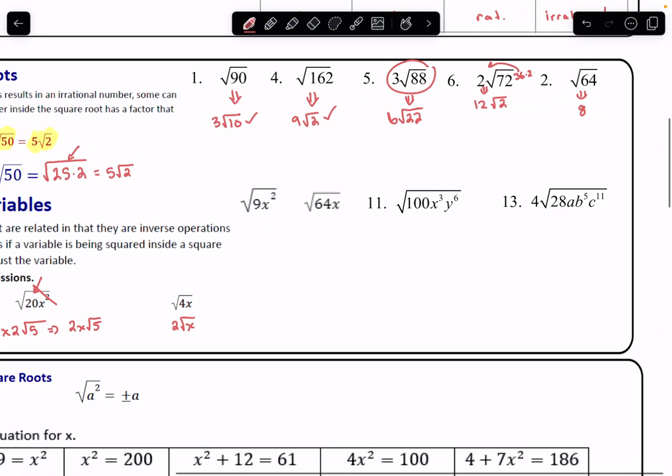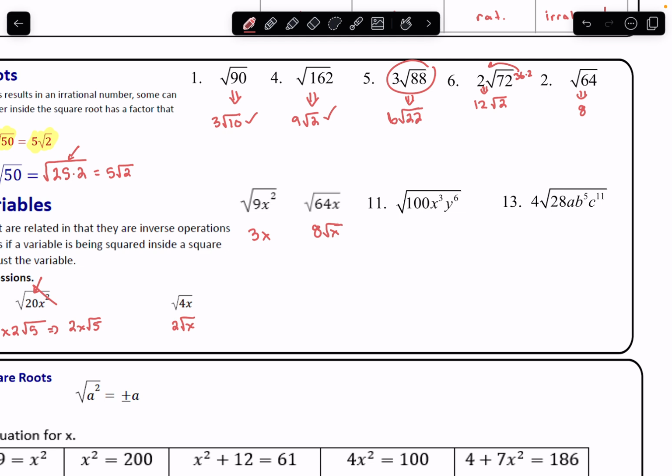All right, so a couple more examples. Square root of 9x squared. The square root of 9 is 3. The square root of x squared is x. Square root of 64x. Square root of 64 is 8. Square root of x is just square root of x. That does not simplify. Okay.